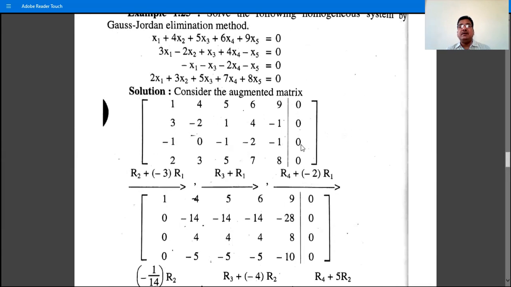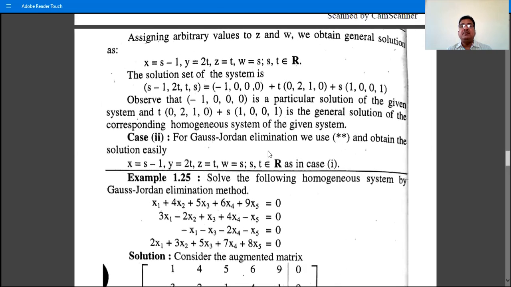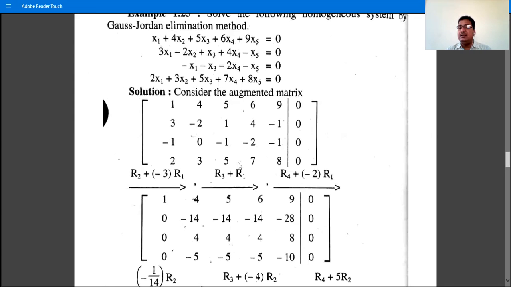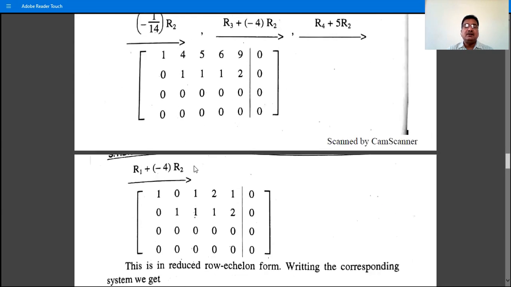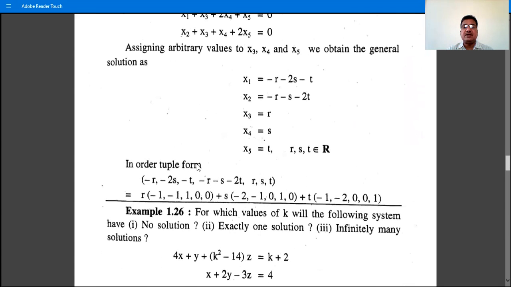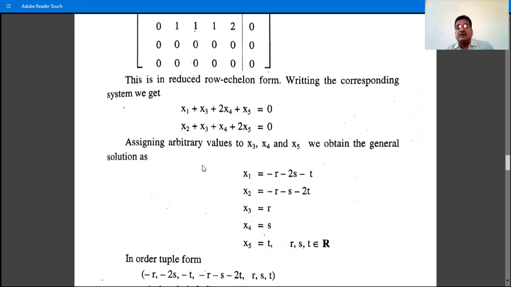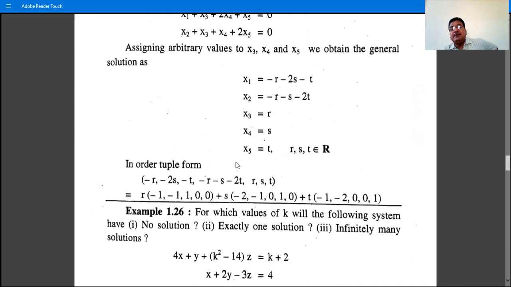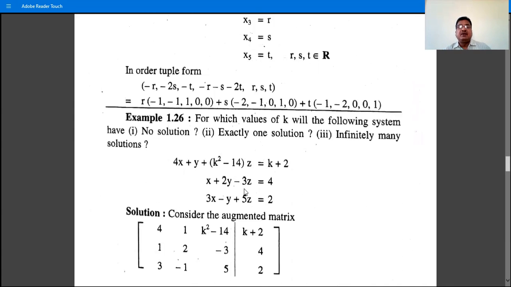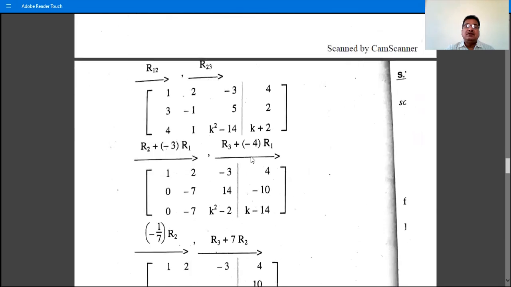So the system has a solution if rank A is equal to rank AB. If rank A is equal to rank AB and is strictly less than the number of variables, then the system has infinitely many solutions. And if the rank of A is equal to the rank of AB is equal to the number of variables, then the system has a unique solution. So this is the question.